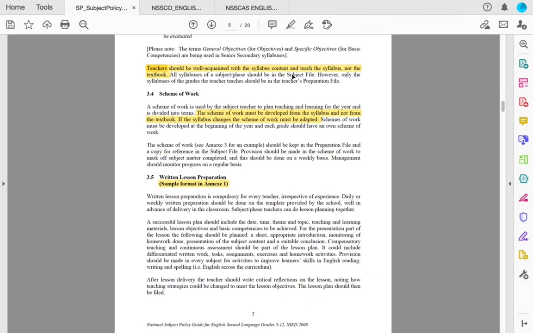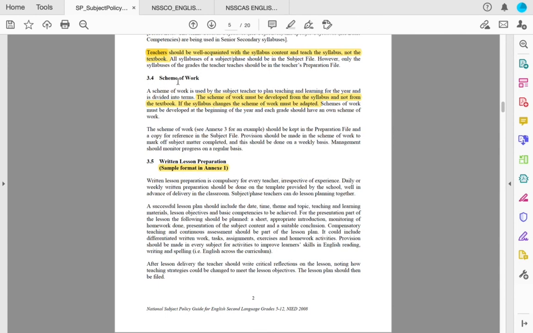And here they tell you where to keep the syllabus. We have the subject file and the preparation file. That's where you need to put your files. The subject file, I think, is the one that is compiled by the subject head. But you need to put yours in the preparation file.